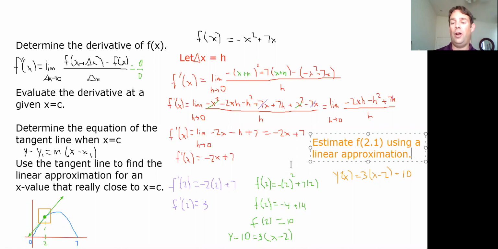In other words, it says, all right, so I know that this line right here is really close. My tangent line is really close to my curve at any x value really close to 2. So what if we wanted to find out the value when it is really close to 2? So 2.1, that's pretty darn close to 2. This is not an exact value.